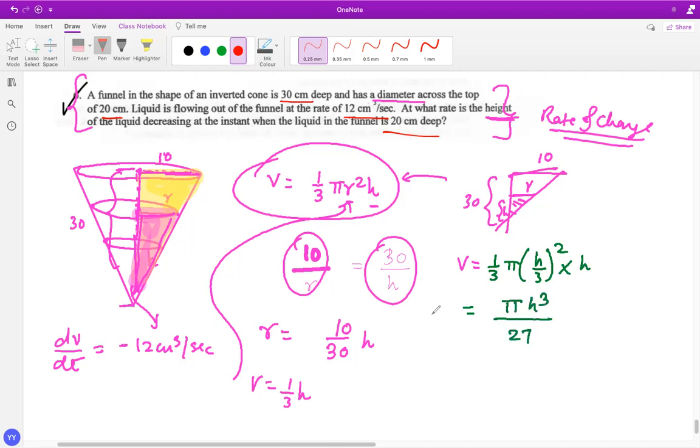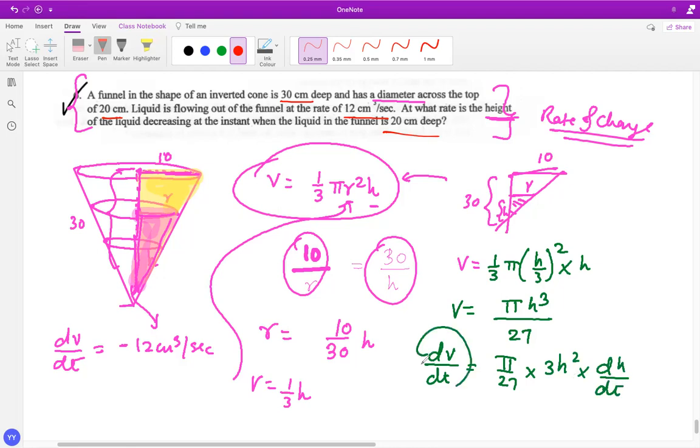So now this is the interesting and the most decisive step if you want to get this problem correct or not. After this, the procedure is simple. You differentiate both sides with respect to time. So it is pi over 27 times h cubed's derivative, which is 3h square times dh by dt.